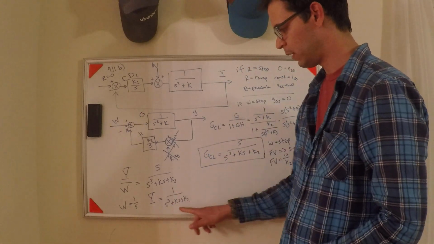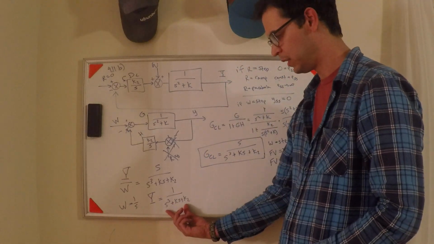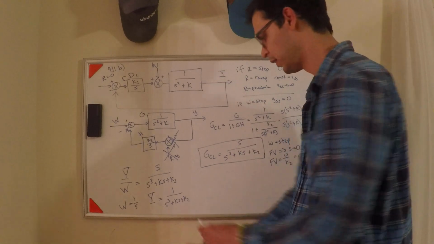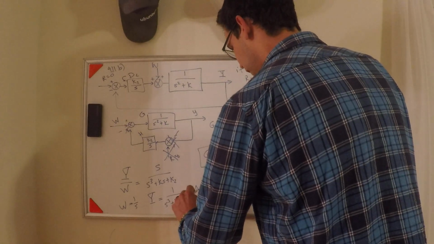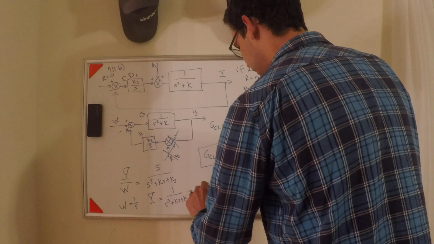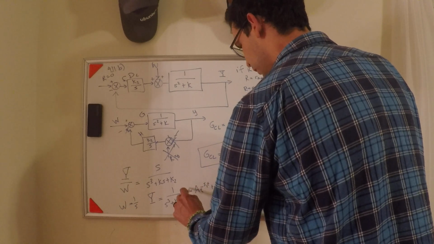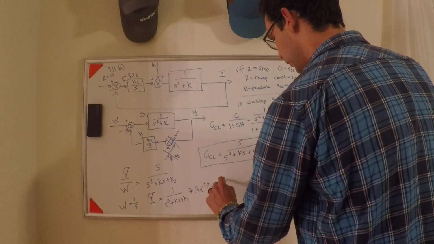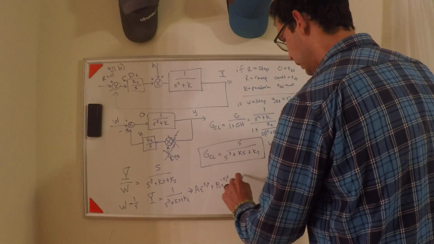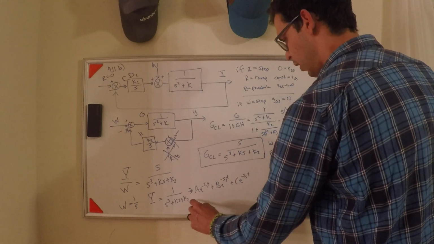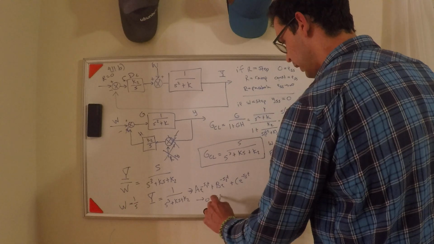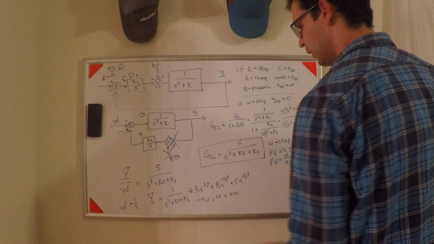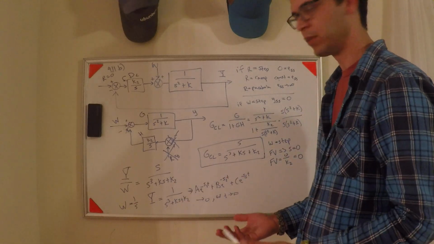Now this, if you inverse Laplace, this is going to be 3 stable poles, right? So you're going to get A e to the negative S1t, B e to the negative S2t, C e to the negative S3t, and all of these are going to go to 0 as t goes to infinity. So you're going to reject that disturbance, okay?